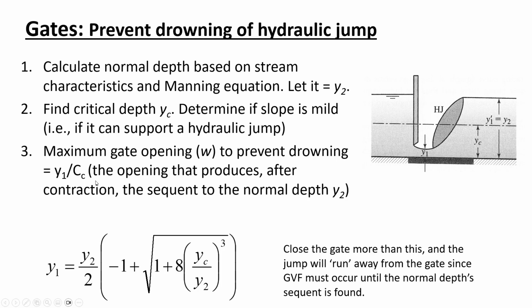So the deal is you'll find some maximum gate opening, and if you close the gate more than that, the jump runs away from you, which is fine. If you don't want the jump to be drowned, then it's okay if it's further away than this ideal case. But if you open the gate more, then the jump would be drowned.